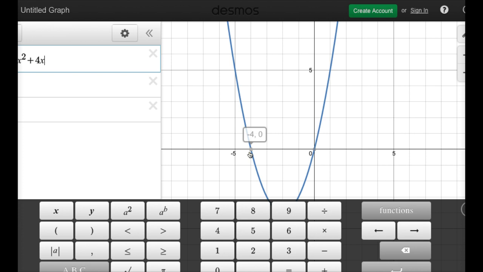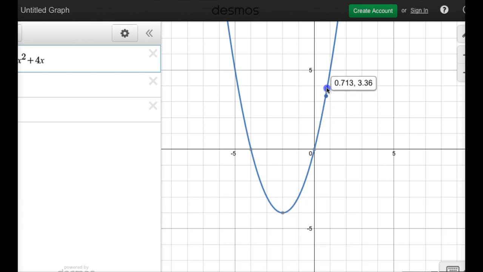Where does yours cross the x-axis, Nico? I don't think mine worked. Hey, 0 and -4. And actually, guys, you can put your cursor anywhere on this parabola and see the points that are on this parabola. Look, it goes through the origin, and it goes through -4, 4.